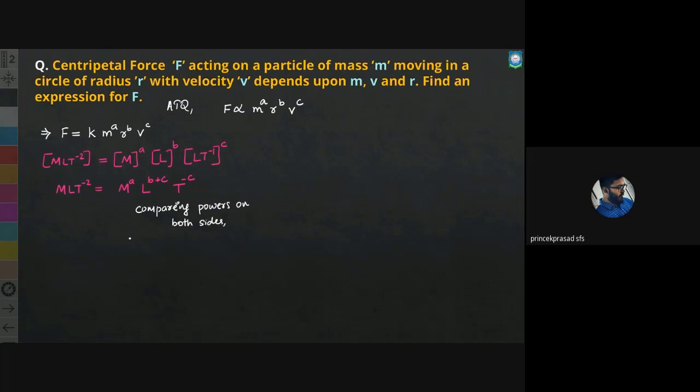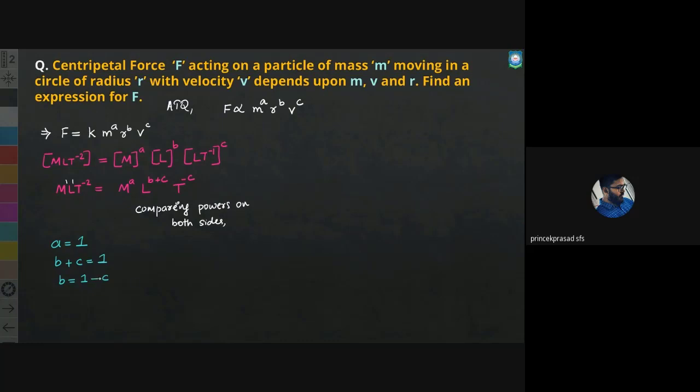What are the 3 equations that you will get? First equation: a equals 1. If you have doubt, you should put M as M raised to 1, L raised to 1, so that it will be easier for you to compare. This is the first expression, a is equal to 1. Second one: b plus c equals 1, or I can write b is equal to 1 minus c.